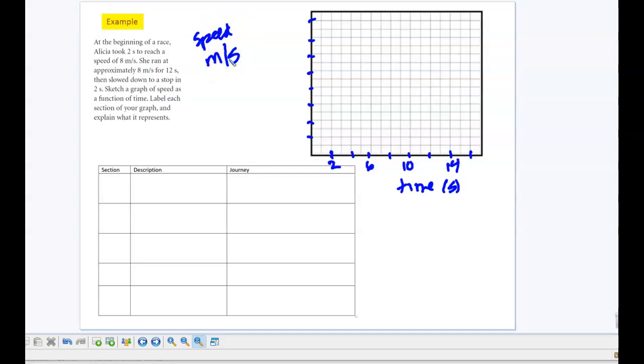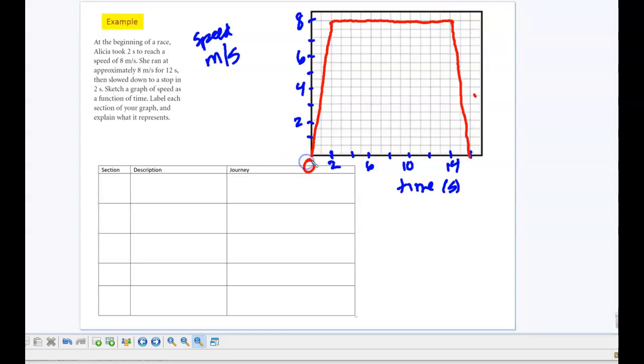So we have a speed versus time graph. And again, I'm just going to label every second one. Okay, so for this graph, it says in 2 seconds, she reached 8 meters per second. So we know exactly how long it took her to get to 8 meters per second. And then for 12 seconds, she ran at 8 meters per second. So that's going to be a horizontal line all the way to 14. And then it took her 2 seconds to come to a complete stop. So from there, all the way down to 16 in 2 seconds.